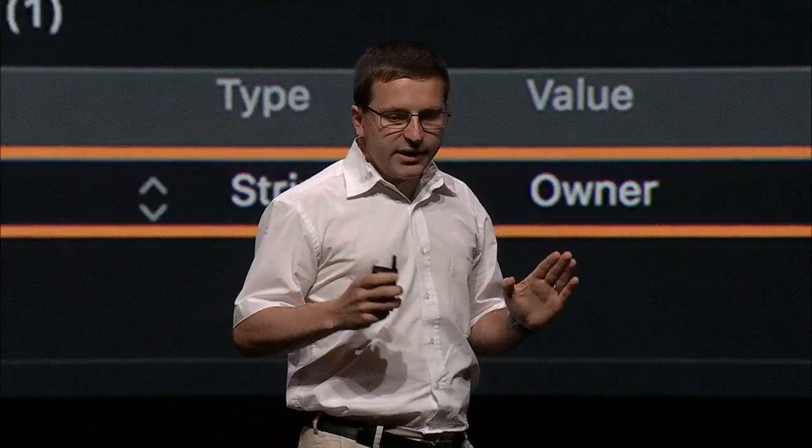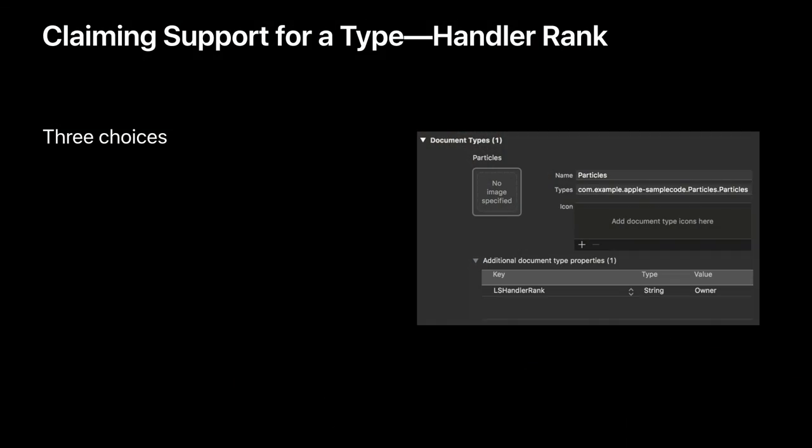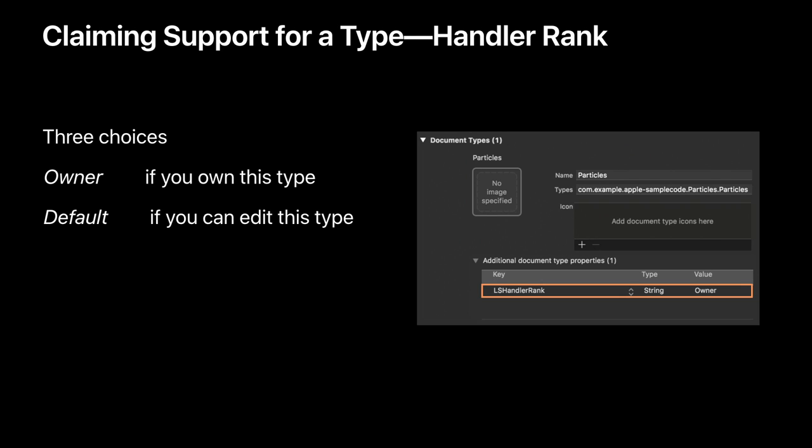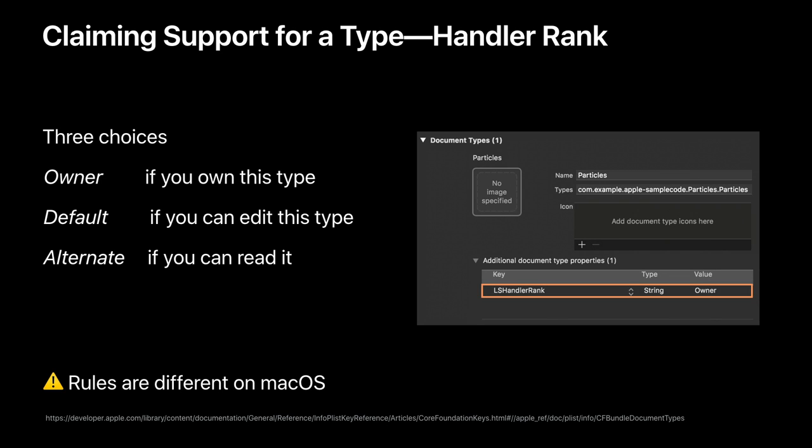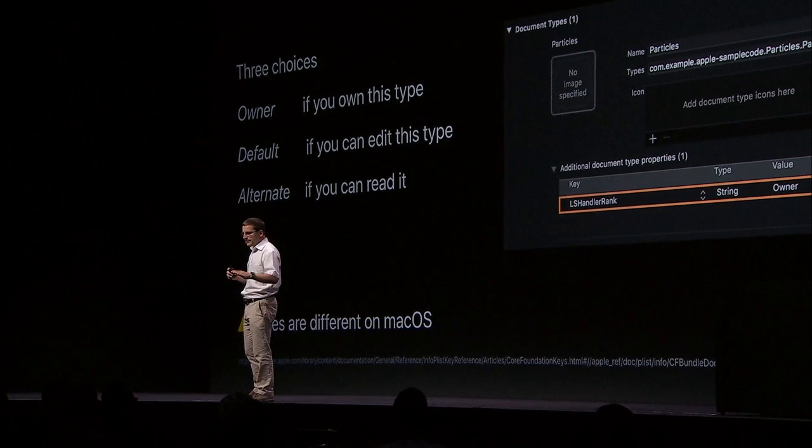For this, you have three choices. The first is if it is your own file type. You choose owner. And to be clear, this should only be used if you happen to have invented your own file type. In most cases, you'll want to use default if you can edit files of this type, or alternate if you can read files of this type but not edit them. And on this topic of ranks, rules are different on macOS. So if you are writing a macOS app, please check out this other short link.